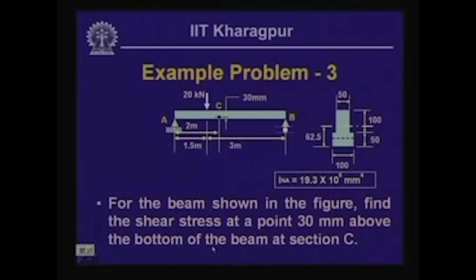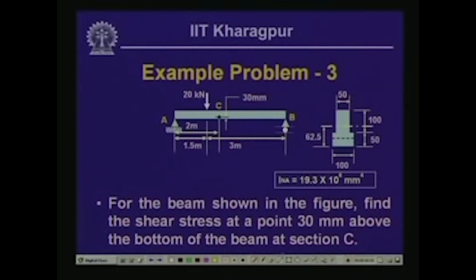Now, we have another problem wherein, for the beam which is shown over here, we will have to find out the stress at a point which is 30 millimeter above the bottom of the beam at section C. That means we will have to compute the value of the shearing stress at this particular location, which is at a distance of 30 millimeter from the bottom. Here the cross section is symmetrical again with respect to the vertical axis. We have two rectangular components joined together, and the neutral axis is located at a distance of 62.5 millimeter from the bottom fiber, and the moment of inertia is indicated over here.